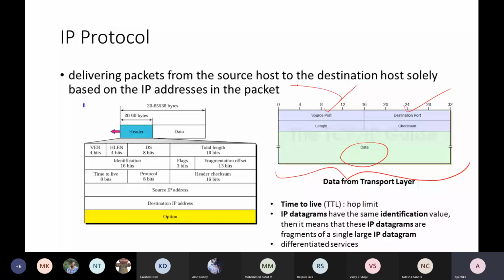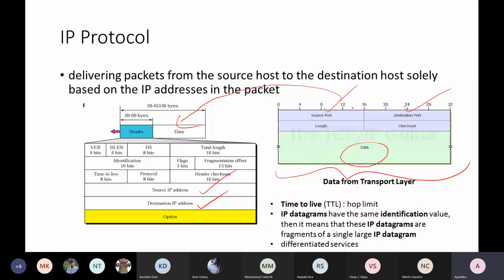And on top of that, we are adding some header that gives the idea of my source IP address, from which IP address my data is coming, and the destination address to which my data is going.